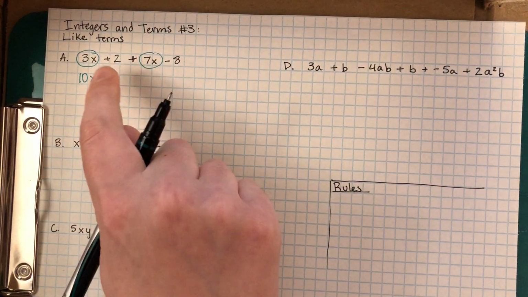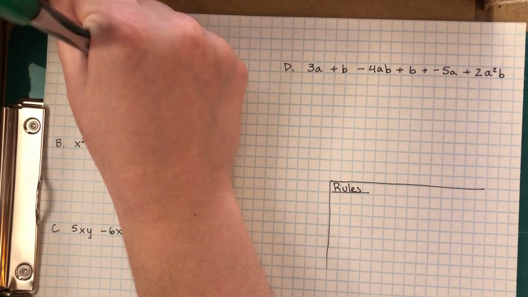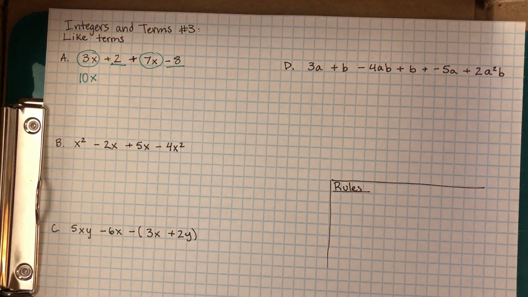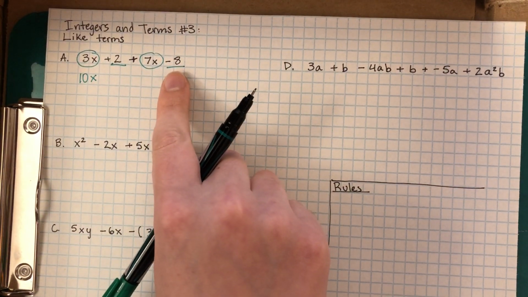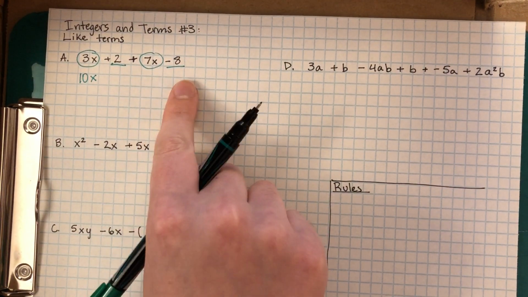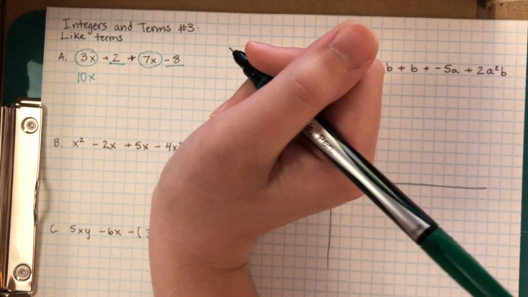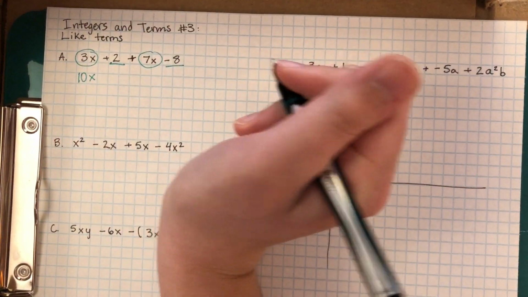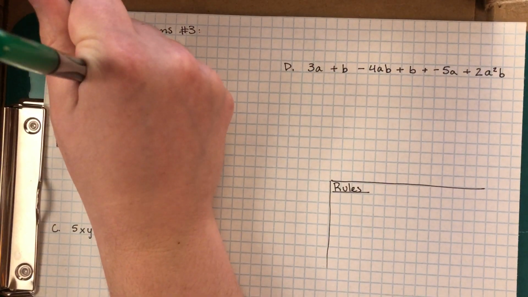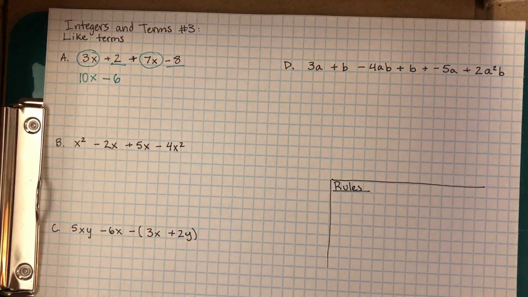And then the other two terms I have are 2 and 8. 2 minus 8 is negative 6. You could think about the negative team wins by 6. You could picture an arrow going forwards 2 and then backwards 8. Either way, it's negative 6. So I could write 10x plus negative 6, or just 10x minus 6.